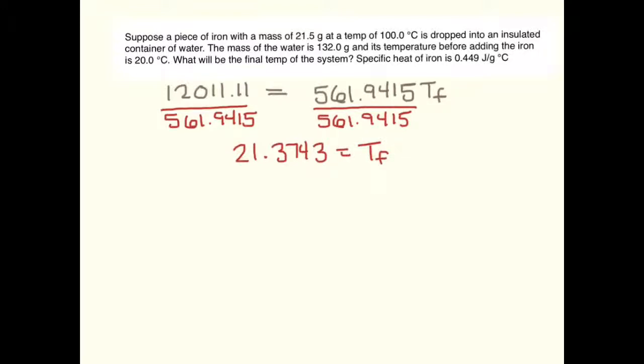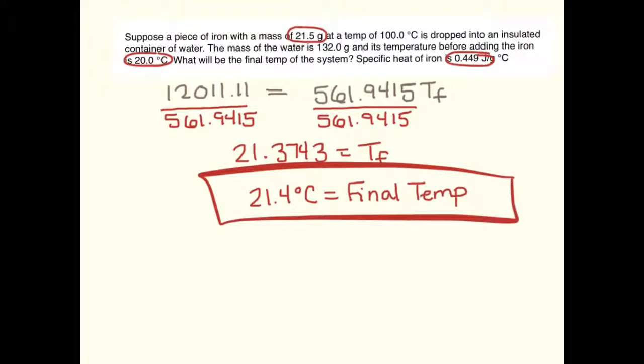But looking back in the original problem, looking for the least amount of sig figs, we had 3 there, 3 in the specific heat of iron, 3 in the initial temperature of water, and so we need to round our final answer to 3 sig figs. So 21.4 degrees Celsius should be equal to our final temperature. One thing we can do to double check this is plug that number back in and make sure that our Q values are equal after we do some additional math.